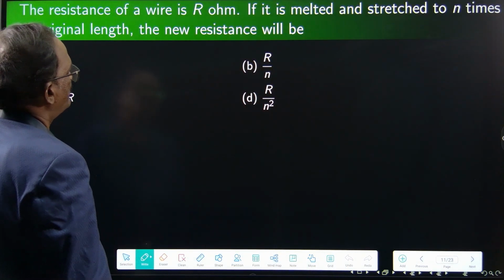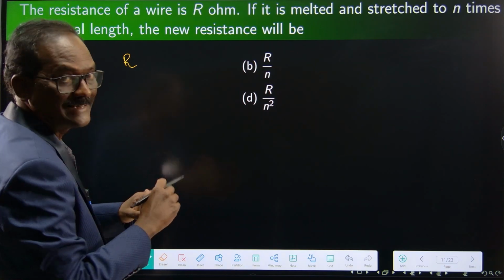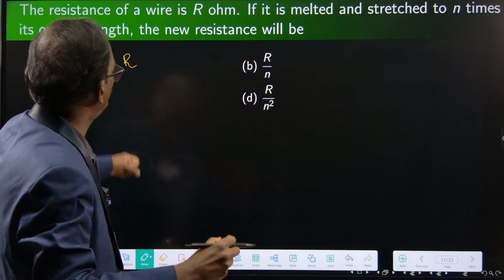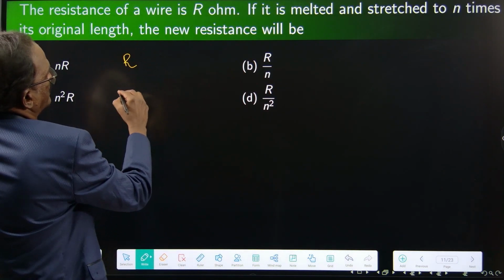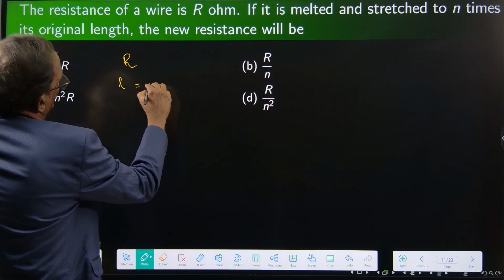The resistance of a wire is R. If it is melted and stretched to n times, the length is made n times more.